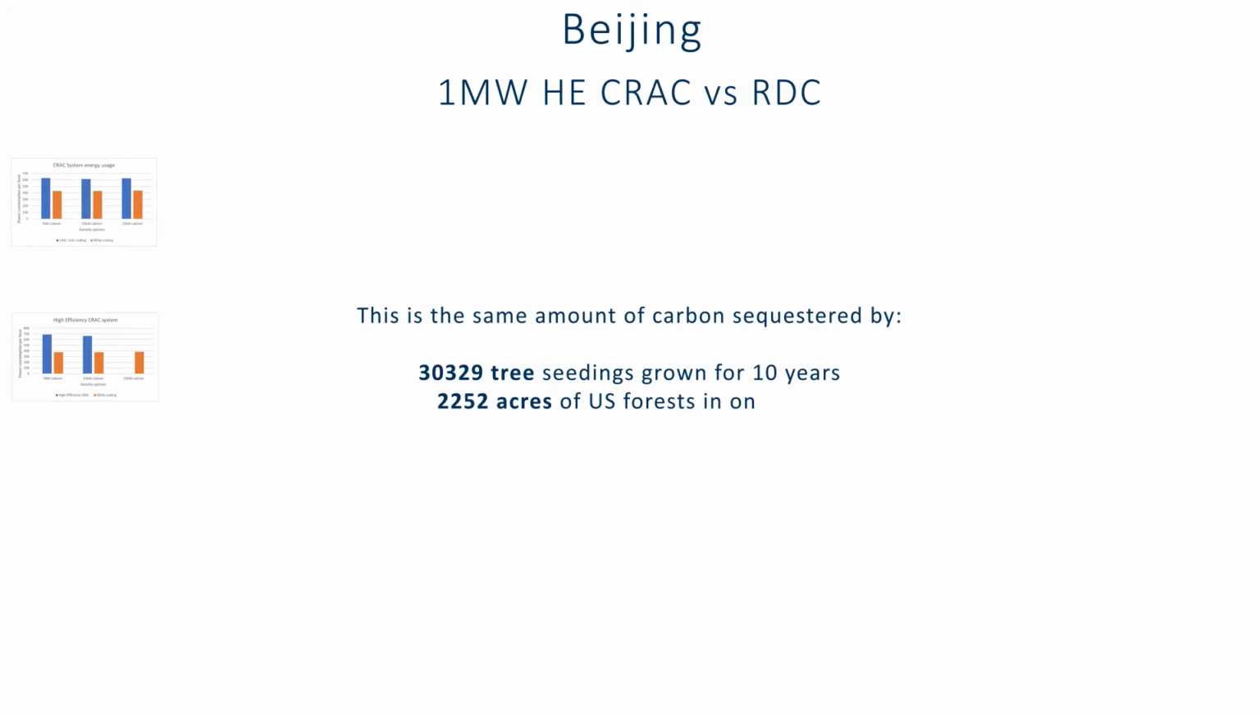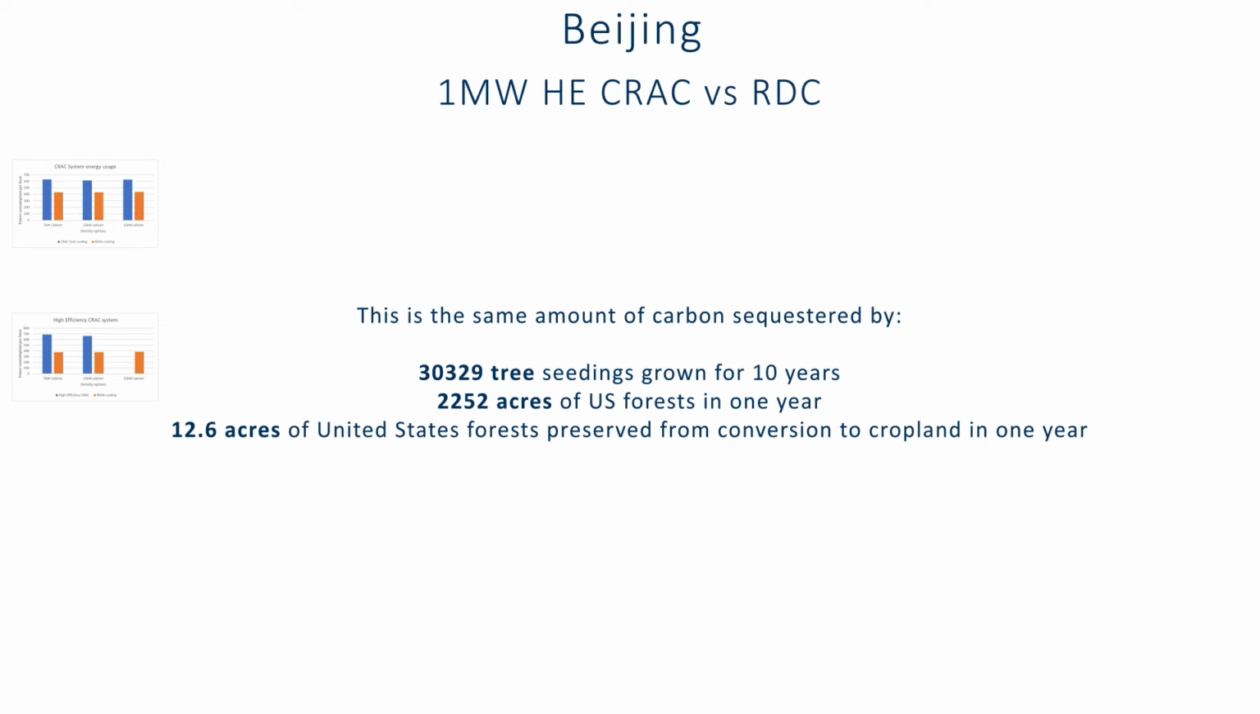This is the same amount of carbon sequestered by 30,329 tree seedlings grown for 10 years, 2,252 acres of U.S. forests in 1 year, 12.6 acres of United States forests preserved from conversion to cropland in 1 year.